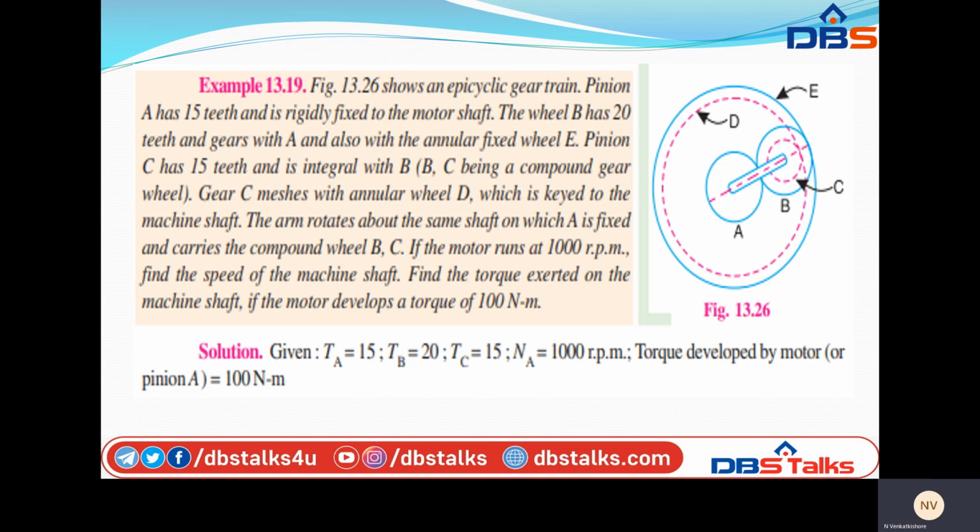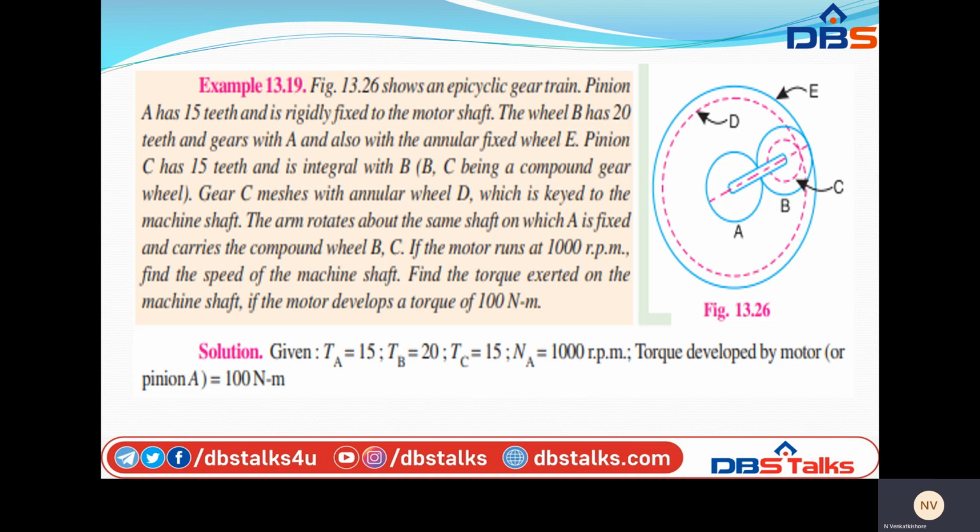Then let us discuss one more problem. What is the figure we are having in the representation 13.26? That is called an epicyclic gear train. The pinion A has 15 teeth and it is rigidly fixed to the motor shaft. The wheel B has 20 teeth and gears with A and also with the annular fixed wheel, that is E.